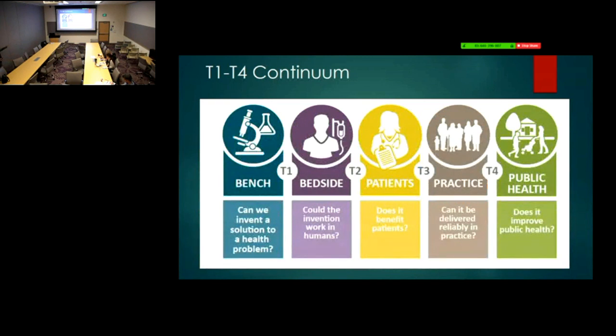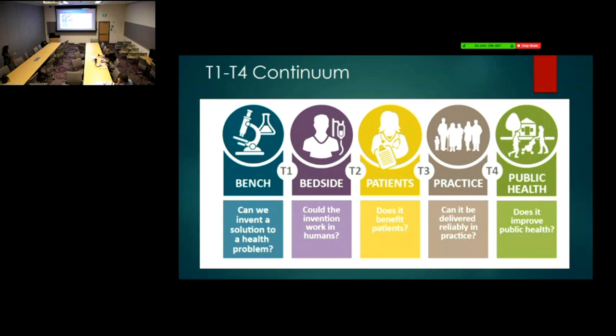So have you ever seen this T1 to T4 continuum? Familiar with that? Okay. So along the lines of translational research, we here at Colorado have something called a CTSA grant, or Clinical Translational Science Award. And the idea of that, it's like a $50-something million grant, so it's a big one. And it's to support this T1 to T4 continuum.